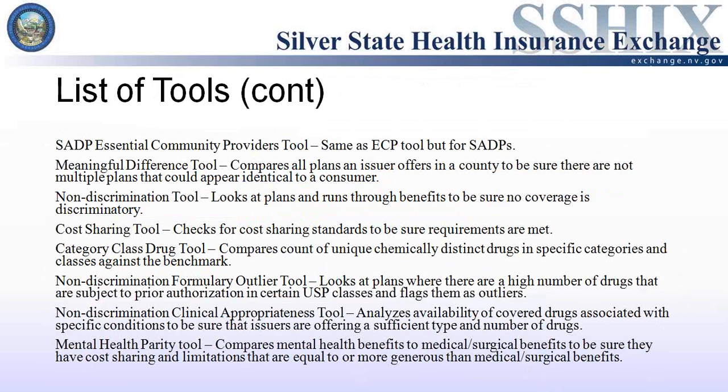The non-discrimination formulary outlier tool looks at plans where there's a high number of drugs that are subject to prior authorization, and it flags them as outliers. These are specific to certain drug classes, such as insulins, anti-diabetic agents, immunomodulators, immune suppressants, and anti-HIV agents. And the update for that is it accommodates the 2016 data.